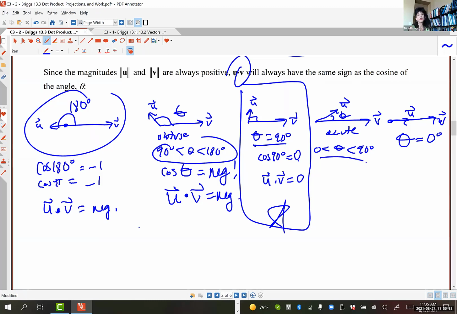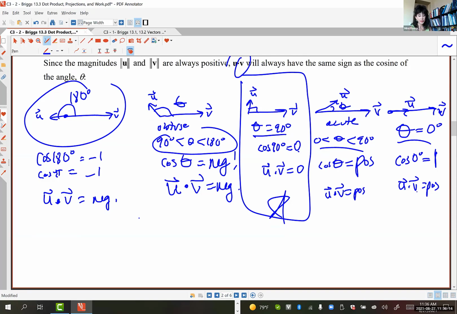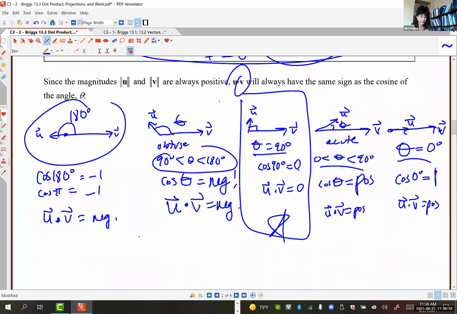What if your angle is between 0 and 90? Is your cosine positive, negative, or zero? That's positive. That'll mean that your dot product will be positive too. Finally, if your theta is zero, that means they're pointing in the same direction. Cosine of zero is positive, because it's a 1. So your u dot v will be positive. I just want to show you this for all the different cases. So your dot product can be positive, negative, or zero, and it's based on what the cosine is doing here.